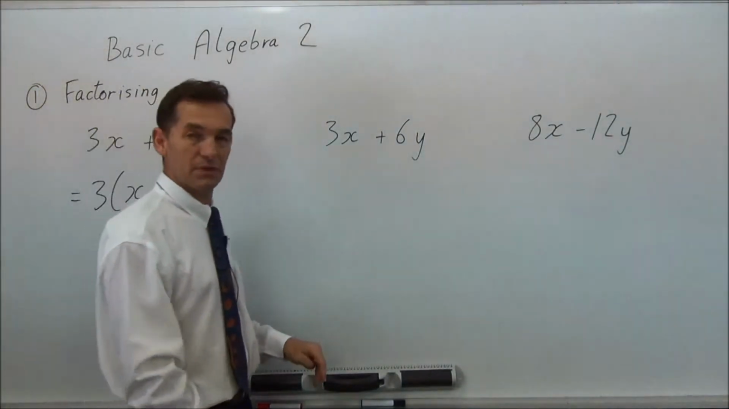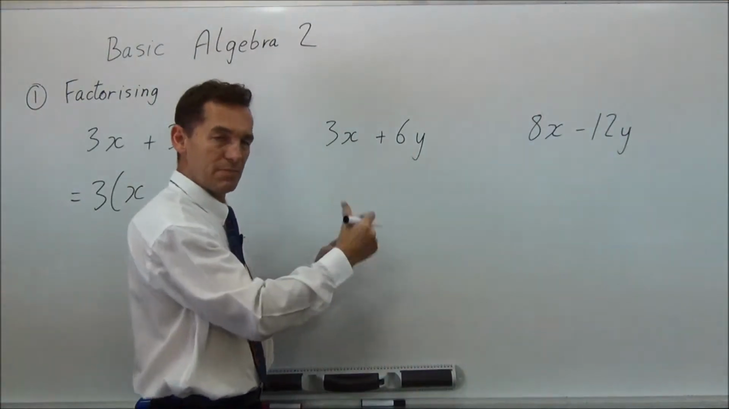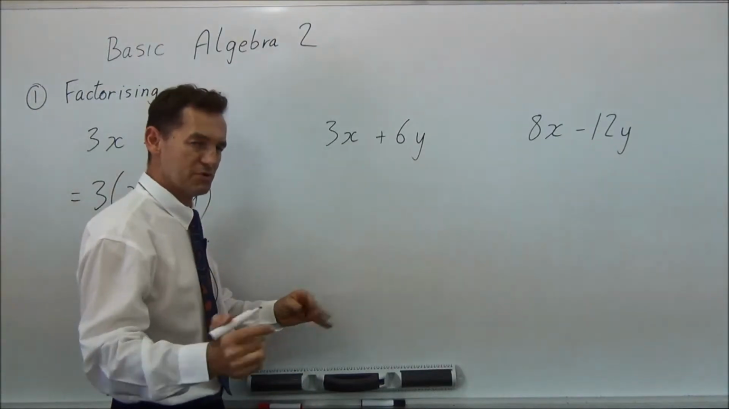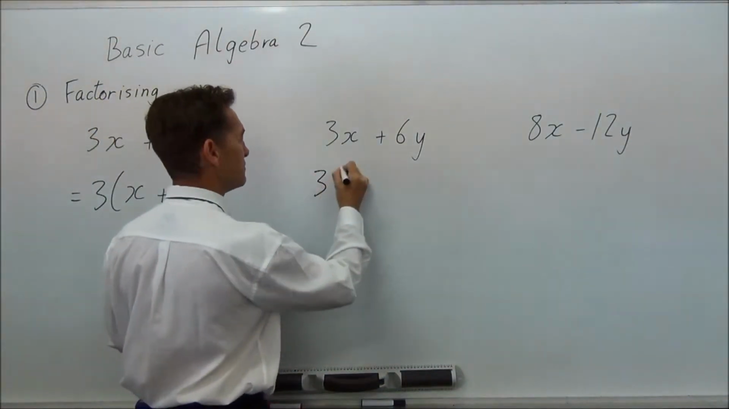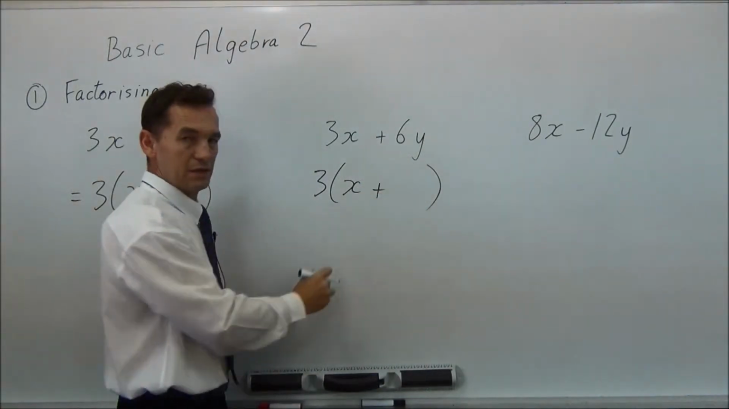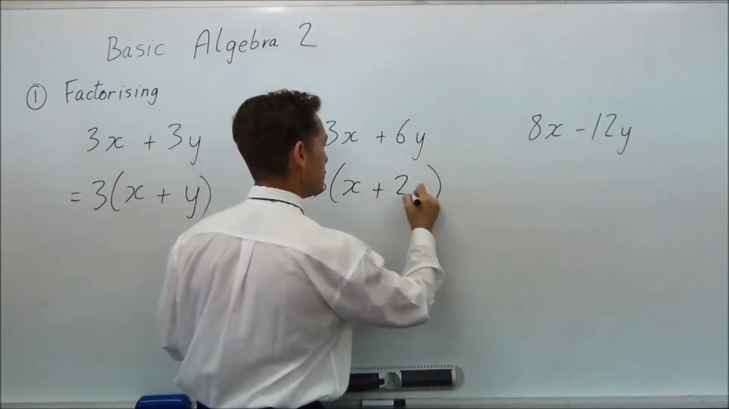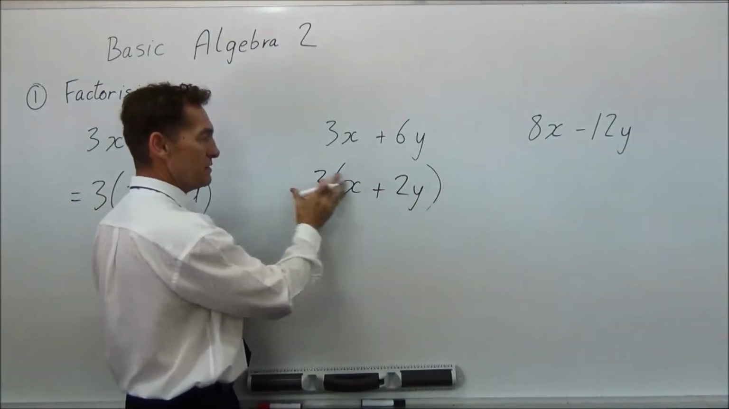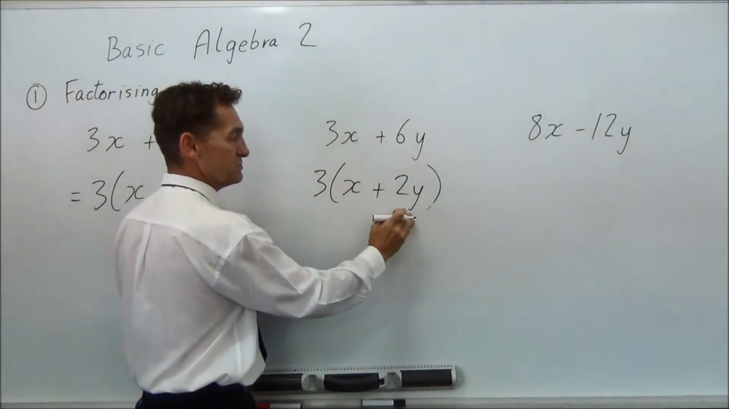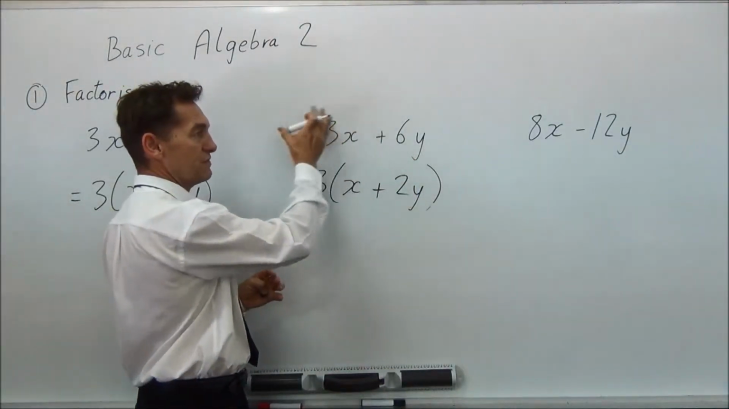Let's look at the next one. What's common there and there? Well, not the letters, just the numbers. Now, what number goes into 3 and 6? Well, again, 3. I've made it pretty easy for you. So take out 3. And what do we get here? We can't just put the y, you've got to put 2y. Because if you go backwards, 3 times x is 3x, 3 times 2y is 6y. Okay, so I'm only taking out a factor of 3.